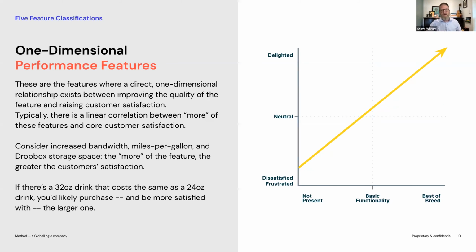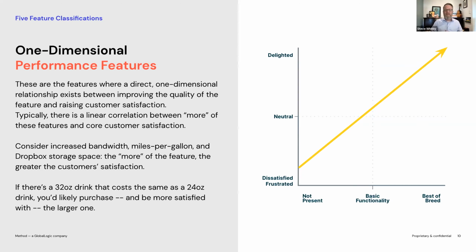That's a must-have. Category number 2. These are one-dimensional, and these are our performance features. These are, yes, the customer will be very frustrated if it is not present, but the better we get at it, or the more of it we have, the more satisfaction we will gain with the customer.